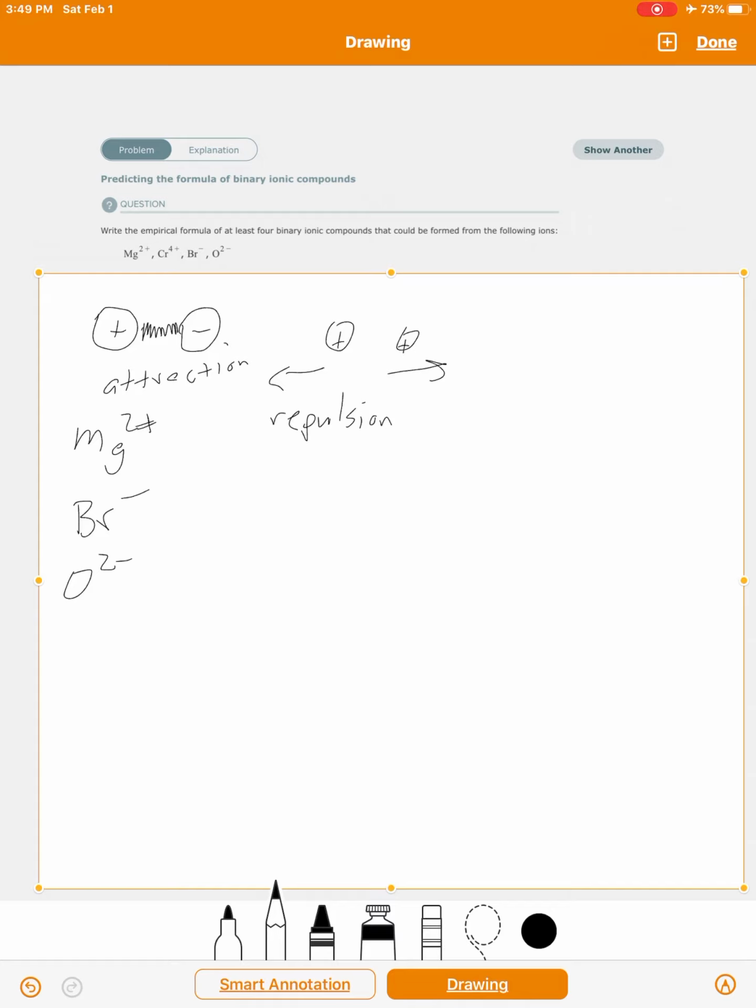Here's what you do. Let's take the magnesium, which has a charge of +2, and the bromide, which has a charge of -1. The magnesium has a larger charge. It's 2. 2 is more than 1. So what you do is you say, okay, magnesium is +2.